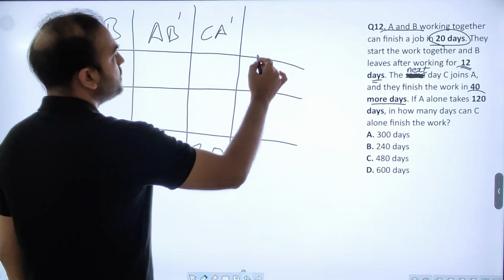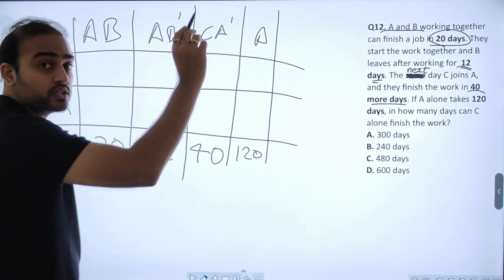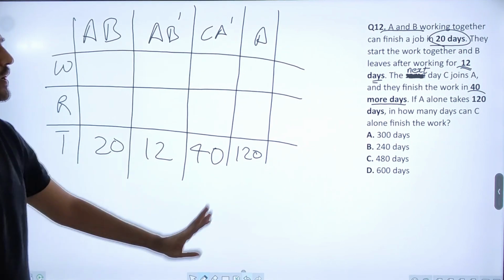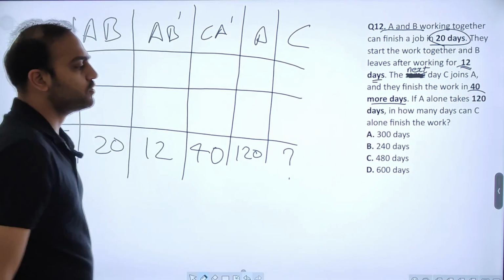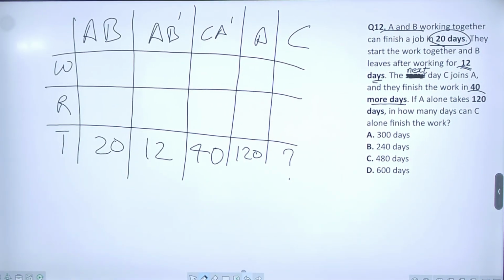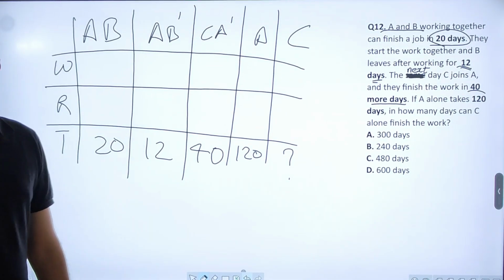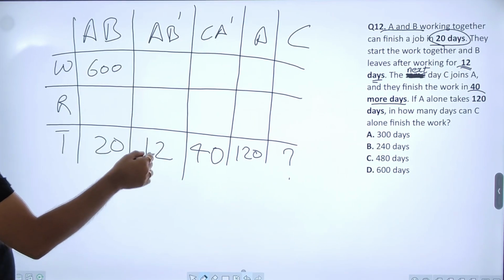We know A alone takes 120 days to finish the whole work. That is why no dash. A alone, 120 days to finish the whole work. Question is, how long will C alone take? Okay. Again, values are given. Let's assume, say, my total work is 600.